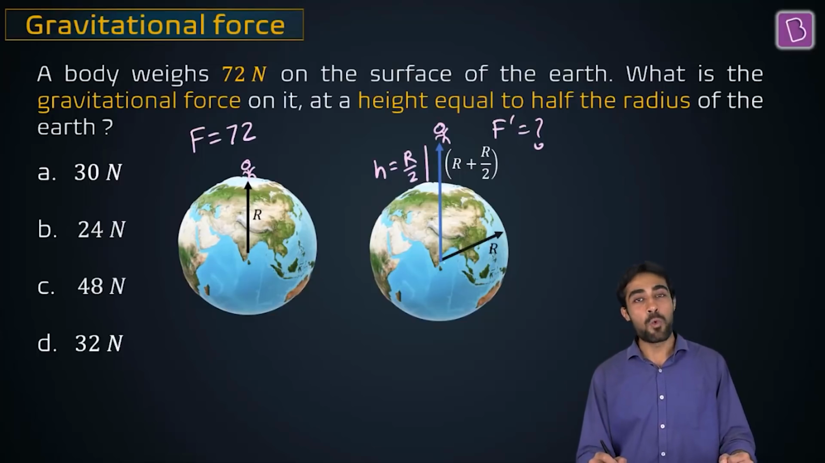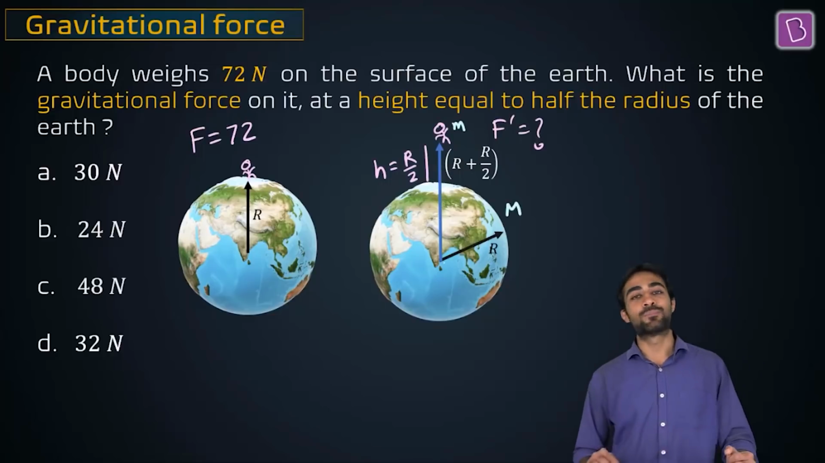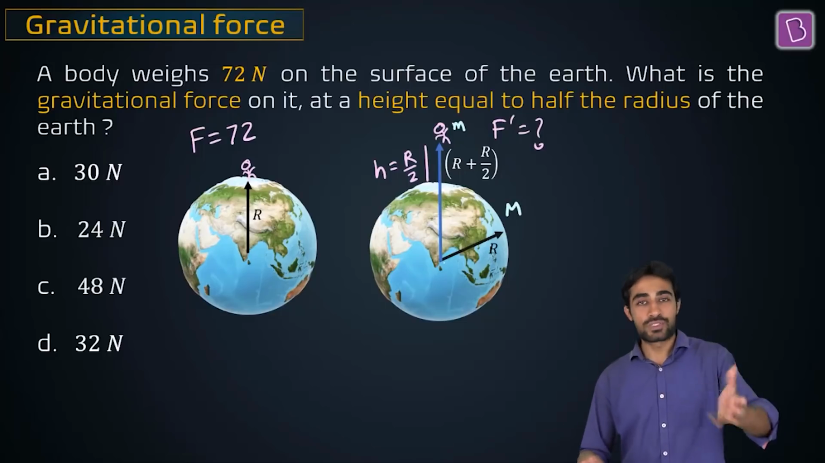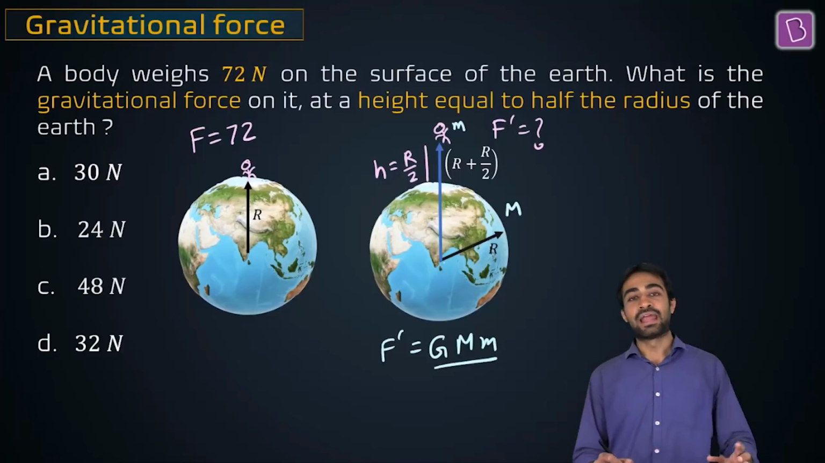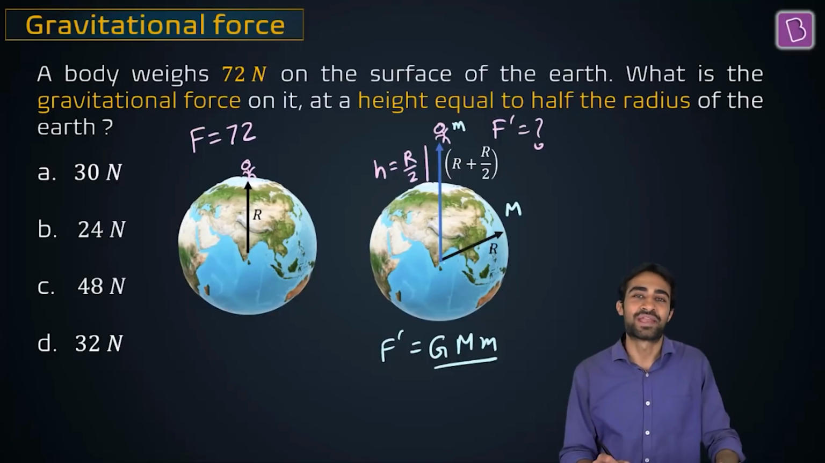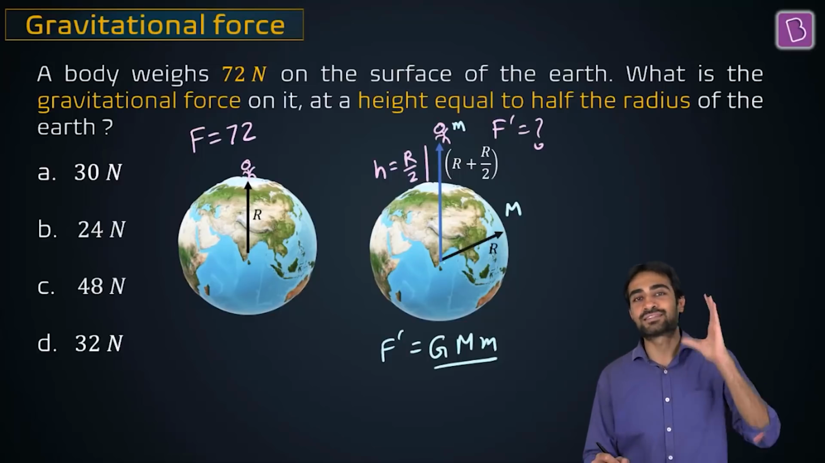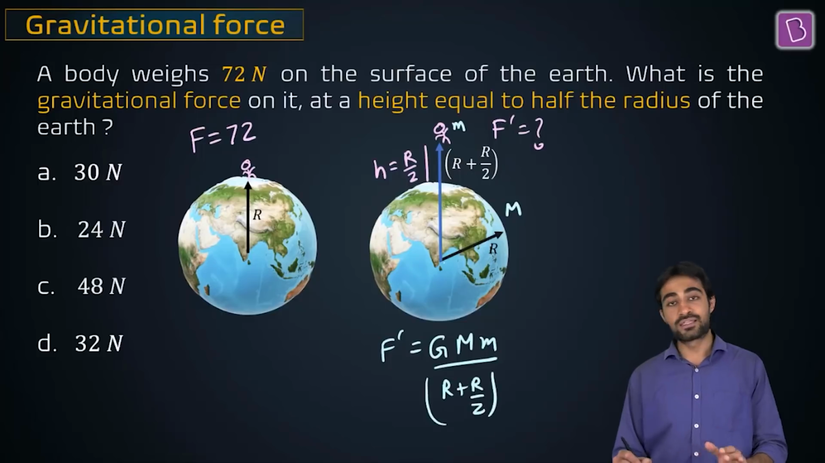Yes. Now, what was the formula we used to find the gravitational force in terms of mass of the object and the mass of the planet? You would say, well, that is very easy. If the object is outside the planet, we can apply this formula. We have force as G capital M small m divided by distance between the object and the center of the earth whole square. What is this distance? You would say it is capital R plus R by 2. R is the radius of the earth.